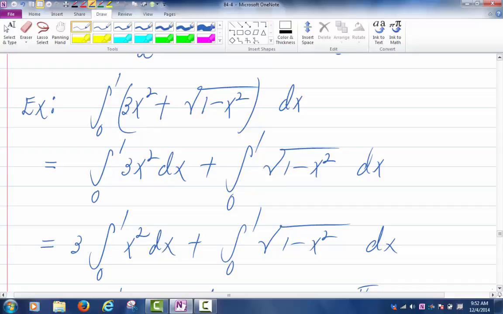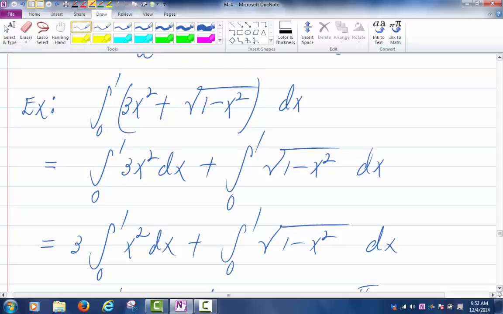When I look at the first integral, the integral of 3x squared, rule number 1 says if you have a constant factor, that can be taken outside. So the 3 that I have there can be taken outside of the integral. If I do that, I get 3 times the integral from 0 to 1 of x squared dx, and I also have the integral from 0 to 1 of root of 1 minus x squared dx. Now, anyone remember what's the integral from 0 to 1 of x squared? Remember yesterday we computed the integral of x squared from 0 to 1. What was that?